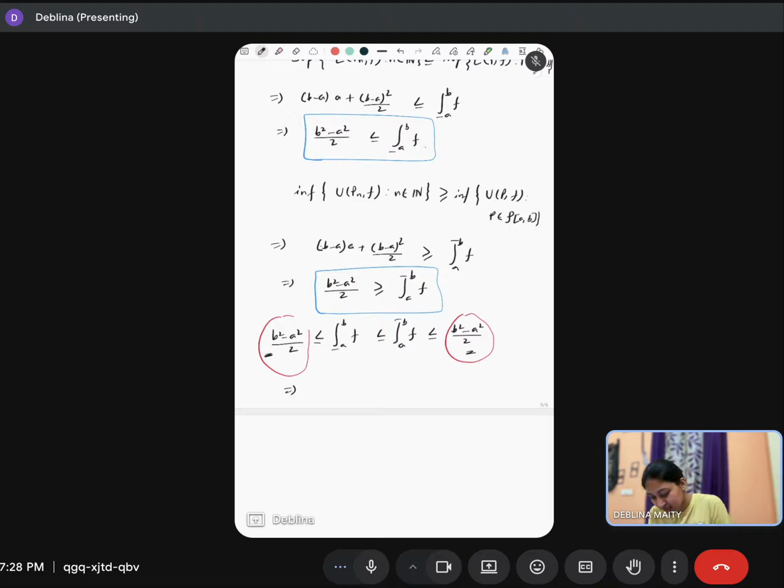So this implies they are equal to b square minus a square by 2. So this upper integral and lower integral both are equal, and they are equal to this value b square minus a square by 2. So this means the Riemann integral from a to b of f is equal to b square minus a square by 2. So we have proved that this f(x) equals x is Riemann integrable, and the value of this integration is b square minus a square by 2, right?